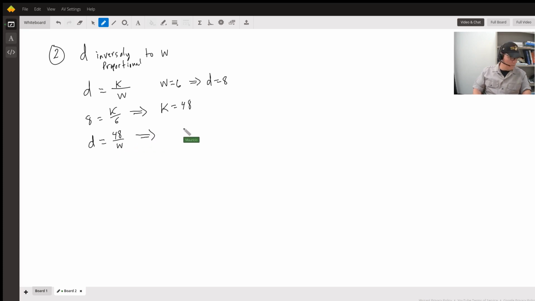So now we can answer the question, which was to find the number of workers. Find W if D equals 12. So it looks like I'm out of time here. So W, if D is equal to 12, substitute those values into this equation and solve for W. And I'll let you do that on your own. Good luck.